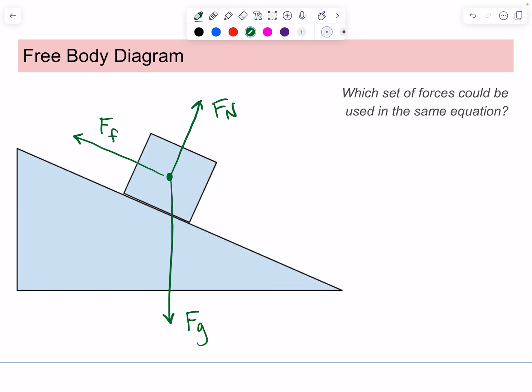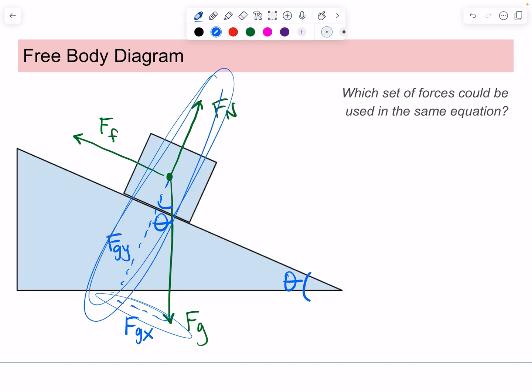So to do that, I'm going to draw a triangle. This angle, the angle of the incline, is equal to that angle. Now this component of the force of gravity, I'm going to refer to that as FGX because it is parallel to the x-axis. And I'm going to refer to this as FGY because it is on the same plane as our new y-axis.